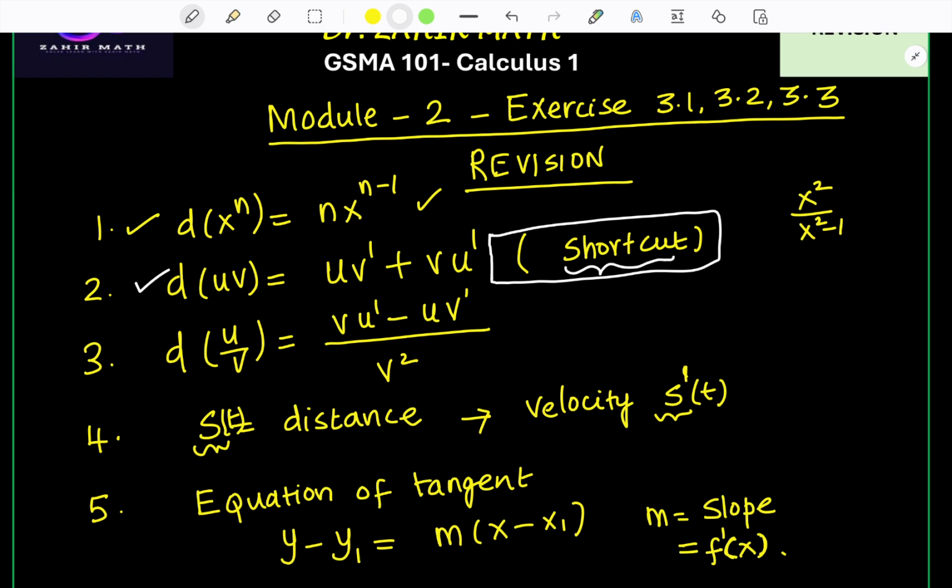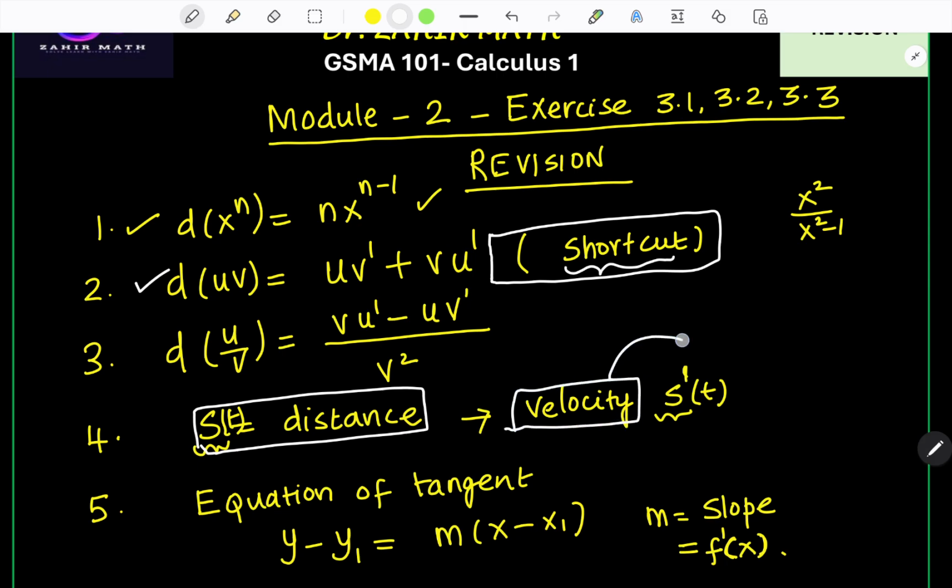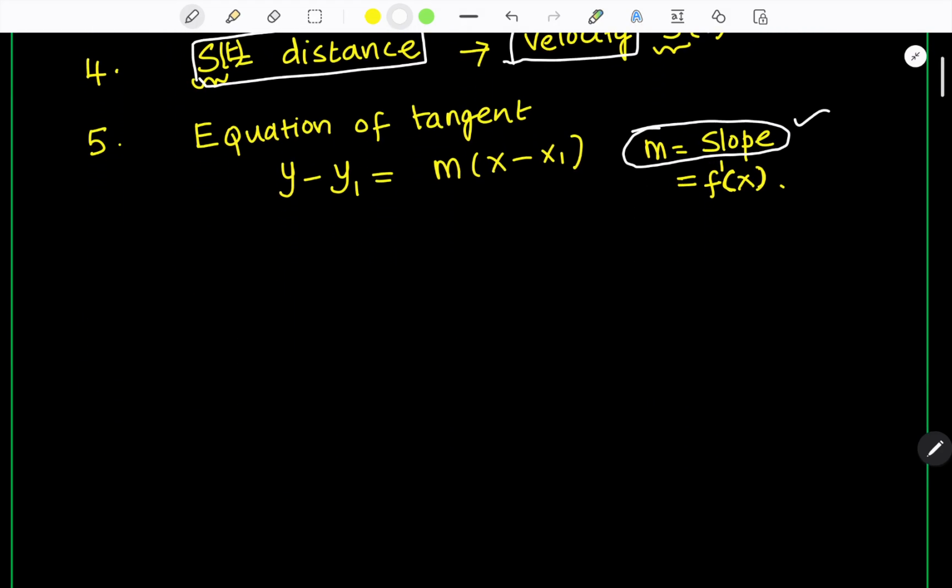divided by v square. Then the next one is distance will be given and you are asked to find the velocity and you are going to take the derivative directly, not using the formula. Then the next is equation of tangent. Y minus y1 equals m times x minus x1. How are you going to find this m? M using this formula, f dash of x. Right. Let's go to the first question.